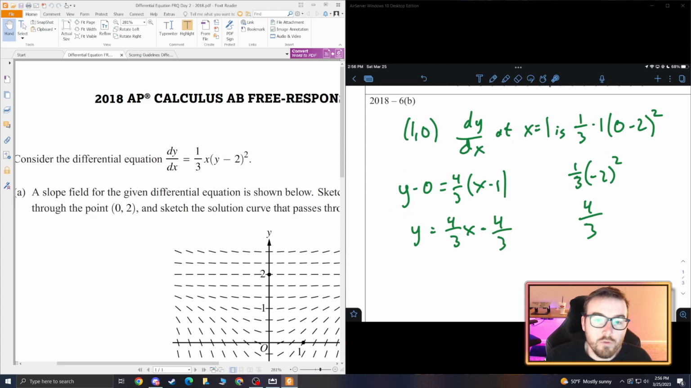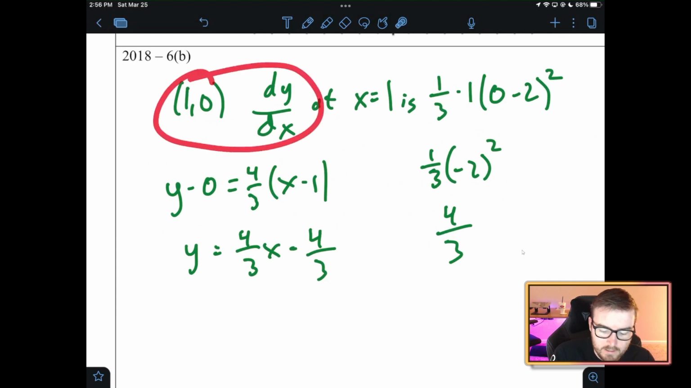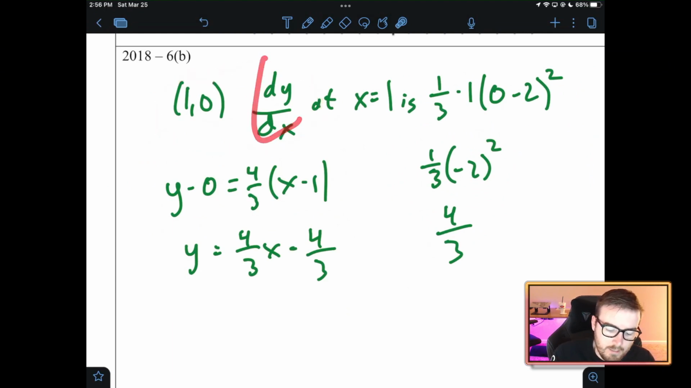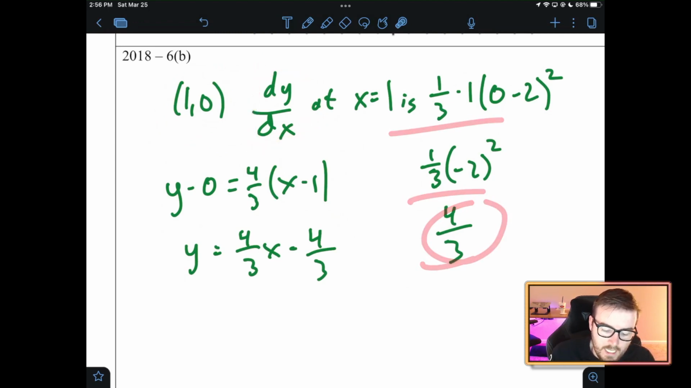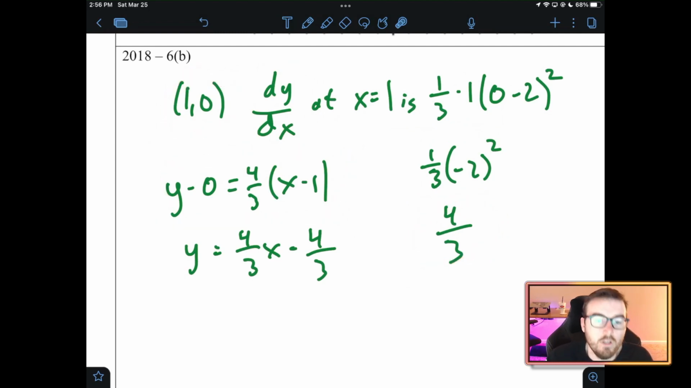They told you the point that they were interested in, right? They just handed it to you, essentially. You use the differential equation to solve for the slope. You take that point, you take that slope, and you come up with the equation of the line.